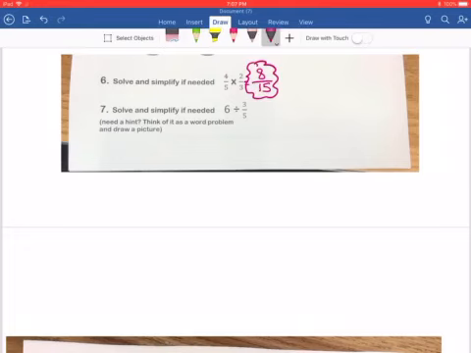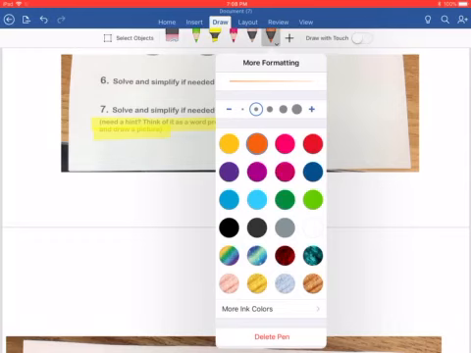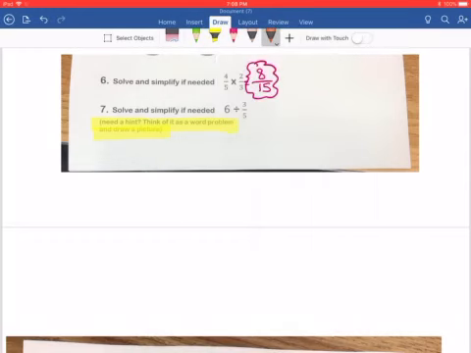All right, solve and simplify as needed. 6 divided by 3/5. Hint: think of it as a word problem and draw a picture. I like that hint, so that's what I'm going to use. Because, friends, this was not always my favorite in school. I always had to think of it as something else in order to do it. So I'm going to think of it as I have 6 cups of something.